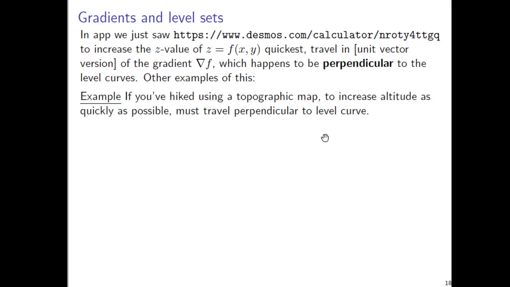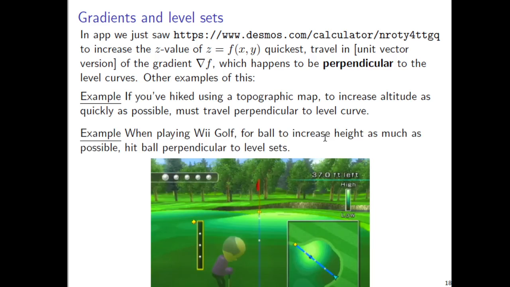So if you've hiked, you might actually sense this, that if you've ever used a topographic map, to increase the altitude as much as possible, you should travel perpendicular to the level curve. So somebody who wants to be very, very easy going on their hike would say, oh, I don't want the height to change at all, so I'm going to just travel along a level curve. And then somebody who wants the height to increase as much as possible would need to travel in a perpendicular direction to that. So here's another example.